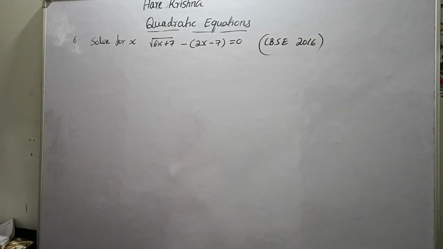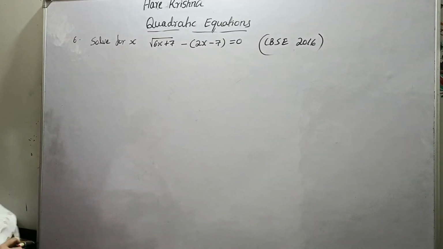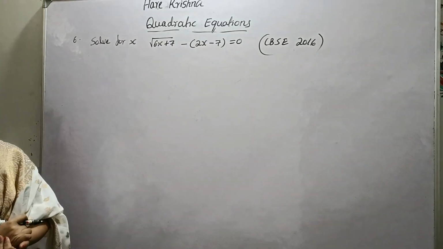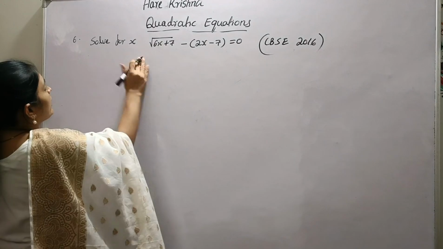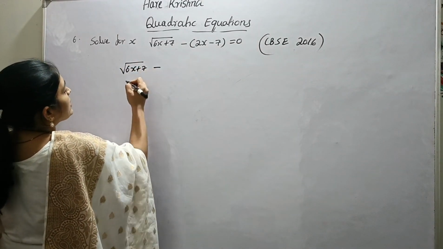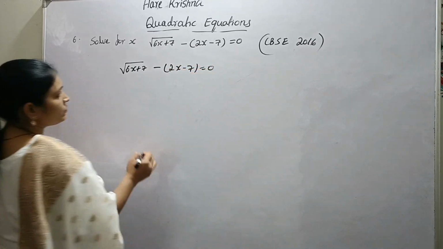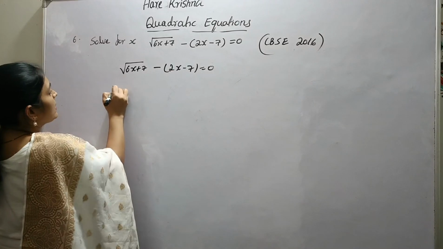Solve for x. Square root of 6x plus 7 minus 2x minus 7 is equal to 0. Okay, so here we have to find the values of x, means roots of the equation. So first of all, here we have to remove this square root. Okay, first of all, write the equation: square root of 6x plus 7 minus 2x minus 7 is equal to 0. Okay, so here let's take this term to the right side.